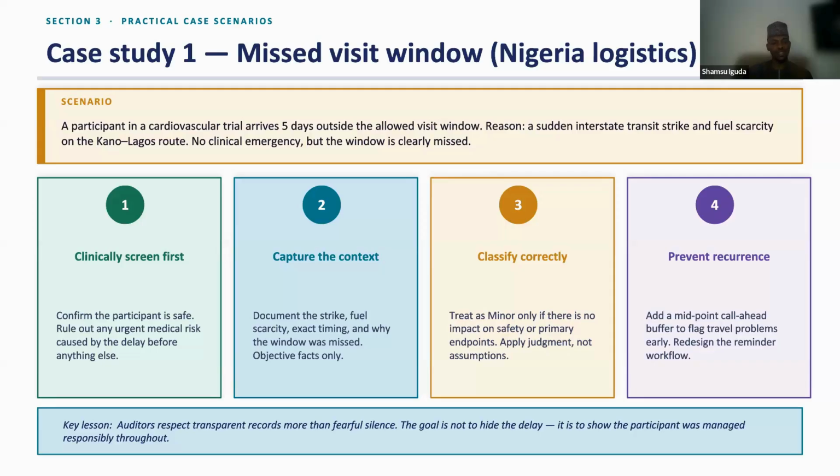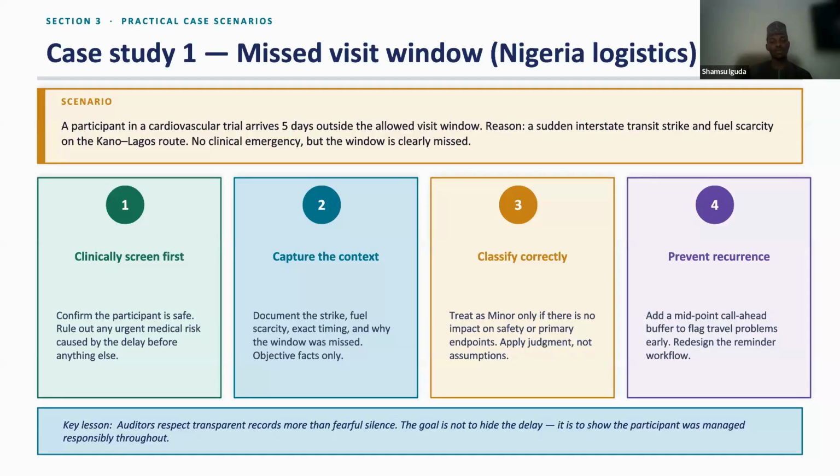Maybe those that are with us, you have seen how the classification as either minor, major, or critical is being done. But you have to apply your judgment. If this participant's late visit means a primary efficacy assessment was outside the analysis window, that changes the late classification. So you now move to the next step.